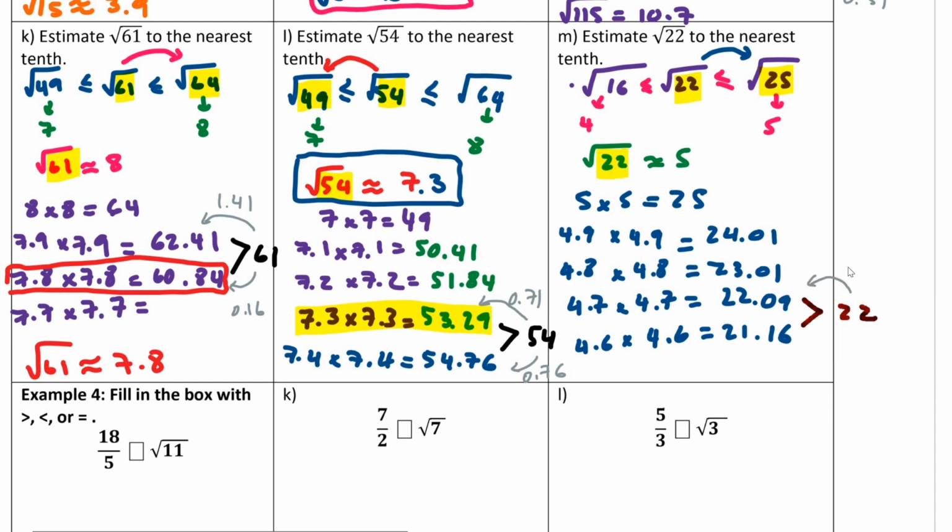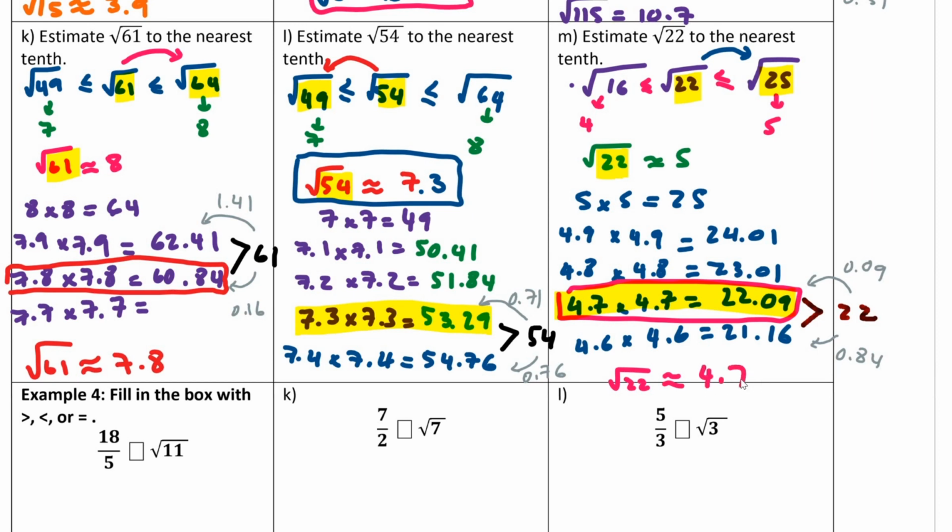Now we're going to do the subtraction. 22.09 is 0.09 away. And then 22 minus 21.16 would be 0.84. So obviously the winner is 4.7, right? Because it's 0.09 points away. So the final answer is square root of 22 is approximately around 4.7.